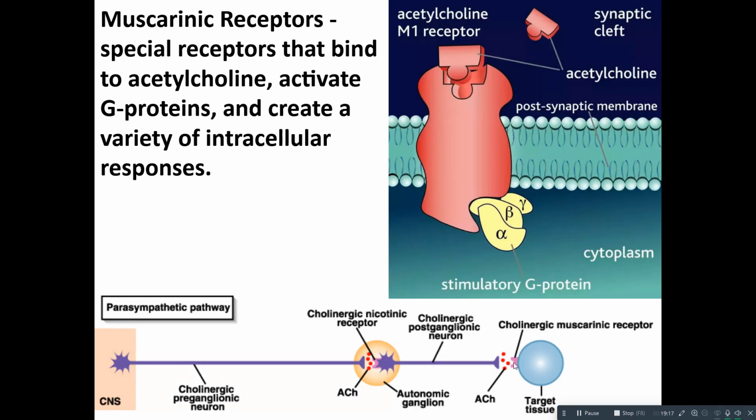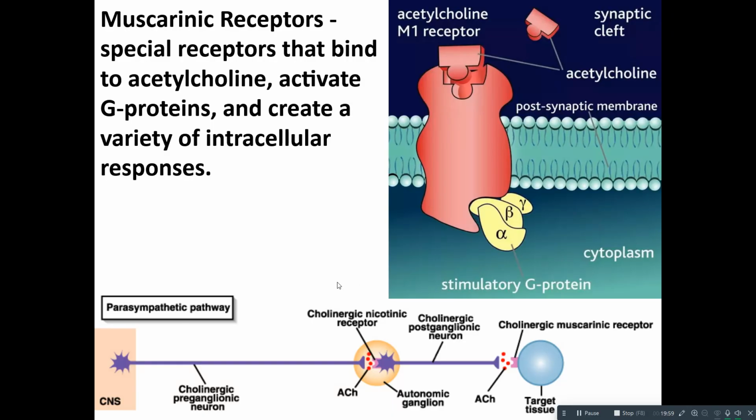Now, muscarinic receptors are found on our parasympathetic target organs. So our parasympathetic, the glands, cardiac muscle, and smooth muscle. And in this case, the muscarinic receptor that binds acetylcholine activates this intracellular thing called a G protein, which can then cause a variety of responses. Because think about it. If it's smooth muscle, we might need it to contract or relax. Ditto for cardiac muscle. If it's a gland, we might need it to secrete something. So a simple ion channel is not going to work in this case.